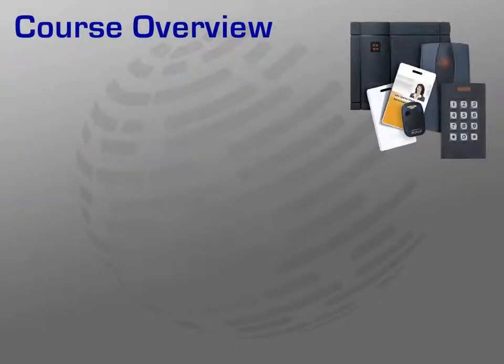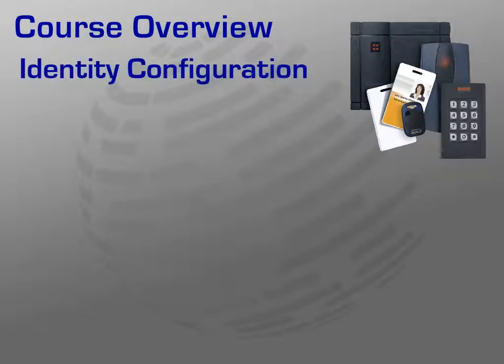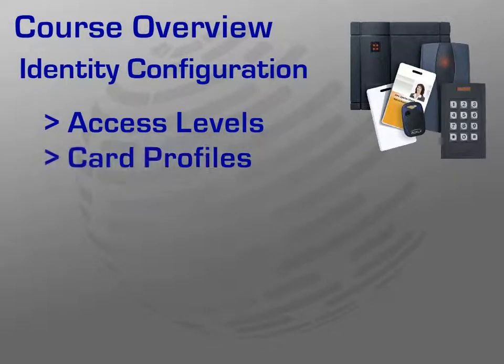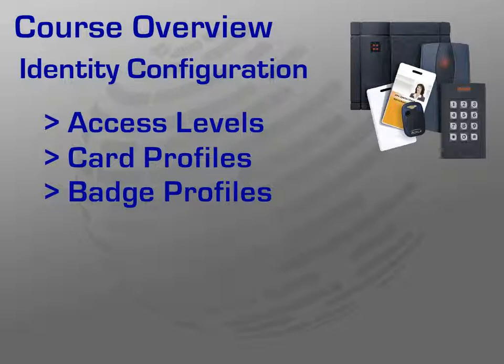This course is comprised of 6 learning areas that are required to complete the identity configuration and enable card access. Access levels, which are used to grant or restrict access to specific doors or areas. Card profiles, which determine the format of the cards being used in the system. For example, the card type, bit format, and facility code. Badge profiles, which determine the layout or design of the system badges.